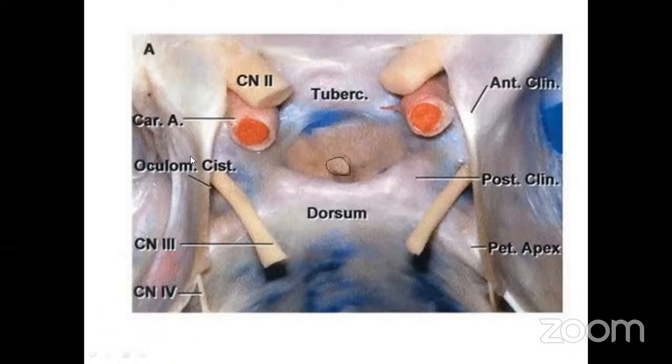We can appreciate cranial nerve 3 entering into the cavernous sinuses. Okay. We can see the paired cavernous sinuses here. We can see the cranial nerve 4 here and the third nerve entering into the oculomotor system. Now we will move on to step-by-step dissection of this image.